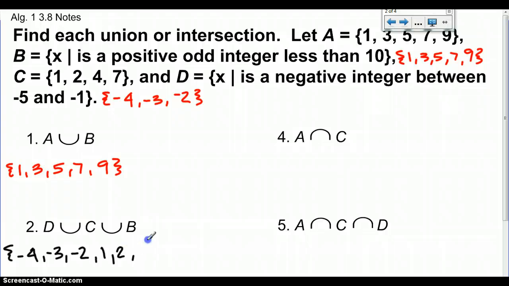3 is represented in B. 4 is represented in C. 5 is represented in B. 6 is not represented, so we don't add 6. 7 is in both, so we put 7. And then 8 is not, and 9 is. And 9 is the last number that will be represented in both of those. So that is D union C union B.